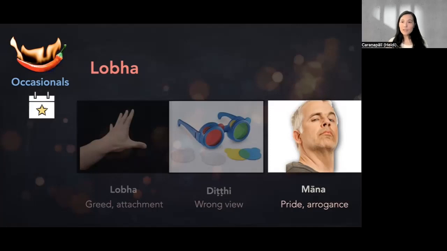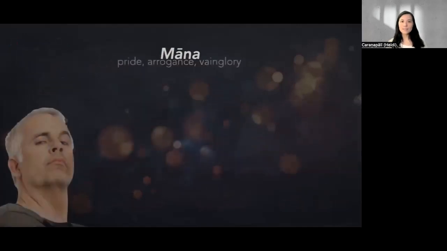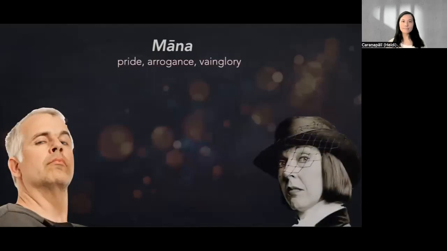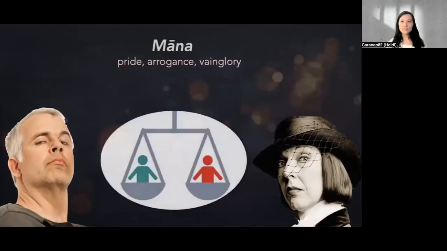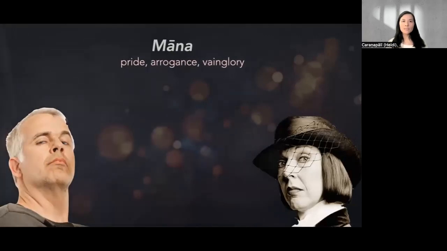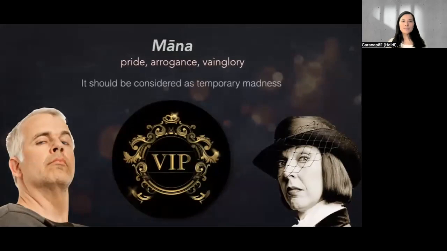Okay, thank you. All right, so let's go to the last cetasika. So Māna, pride and arrogance. This is also one that is very dangerous. Pride and arrogance and vainglory. It is said that it should be considered as temporary madness. It is written in the text like that.